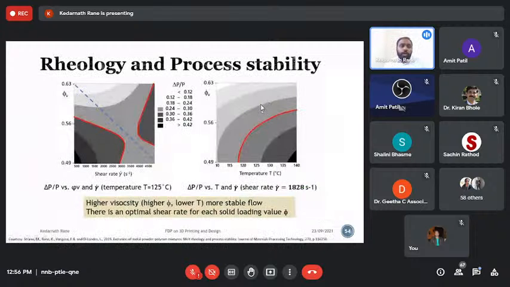We went on to study this kind of characteristic for understanding the process stability of the part. So I believe that this kind of understanding is useful for determining the process stability domains. You can see these red lines are determined for the best processing domain for this kind of material for a given combination of parameters.